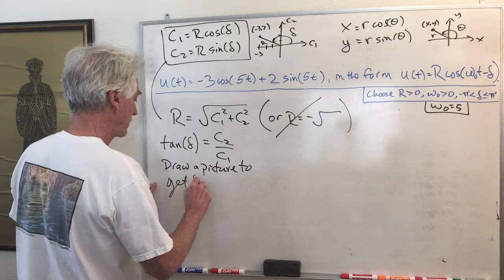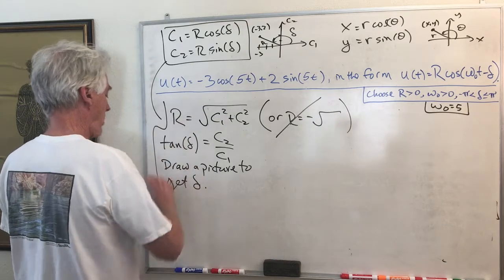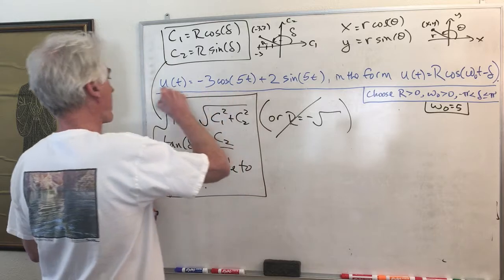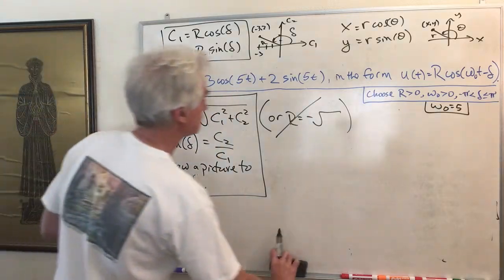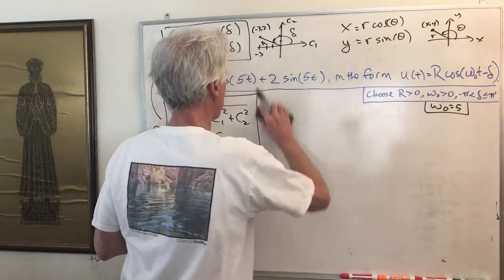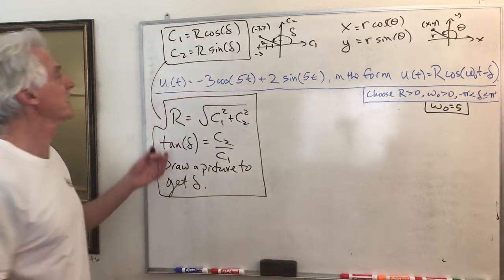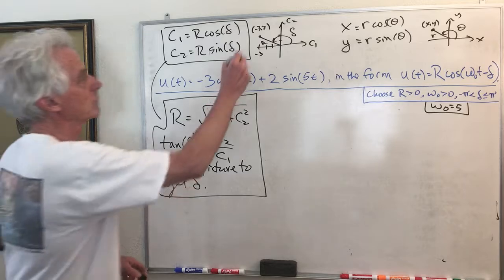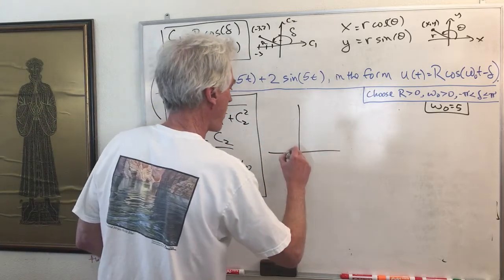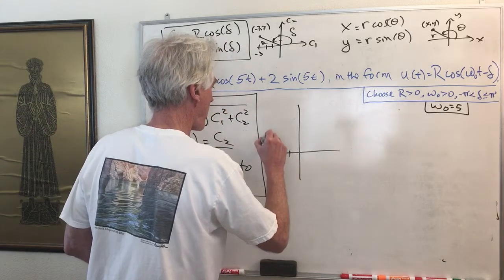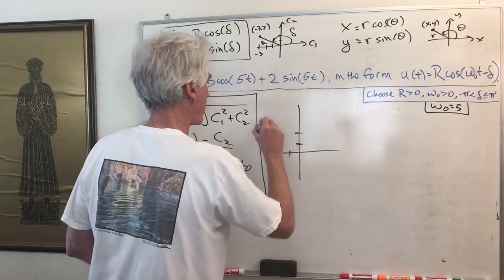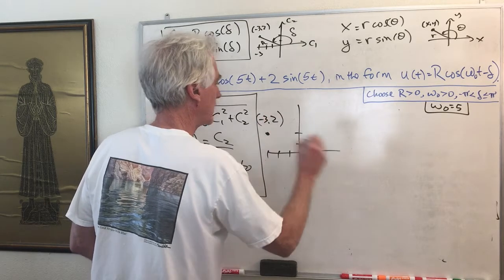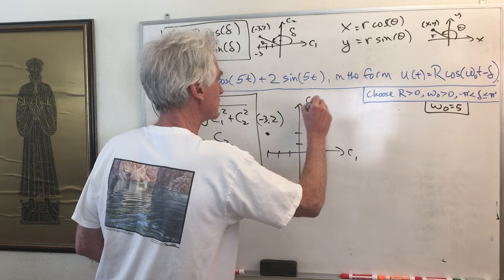To get delta. All right. So I'll describe a little bit how that works. So let's do this example here. We got the point -3, 2. I'll redraw it up there. -3, 2 in the C1, C2 plane.